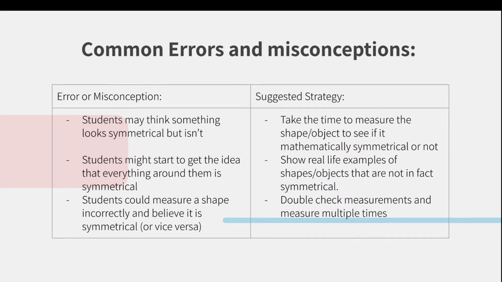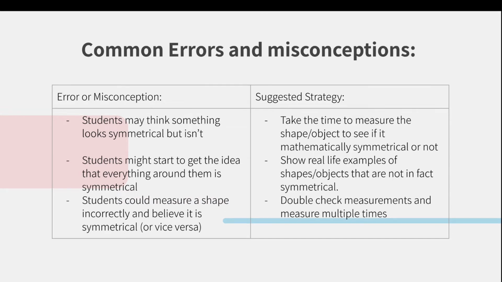Now we have common errors and misconceptions. So an error or misconception is that students may think something looks symmetrical but isn't, and a suggested strategy for that misconception is to take the time to measure the shape or object to see if it is mathematically symmetrical or not.